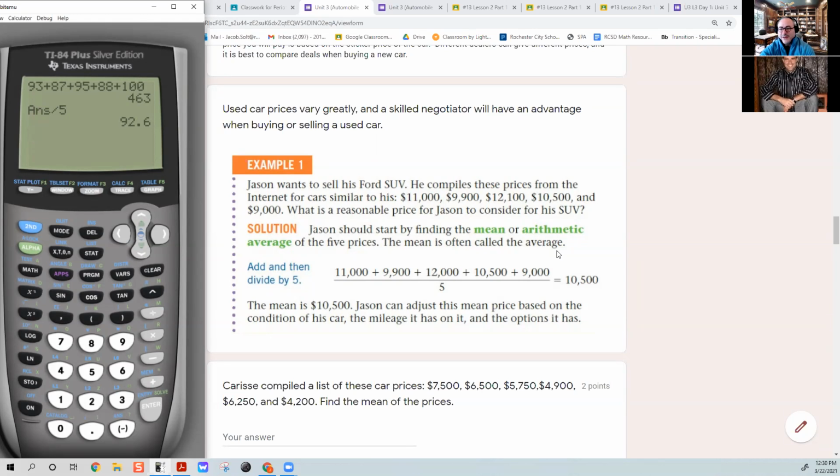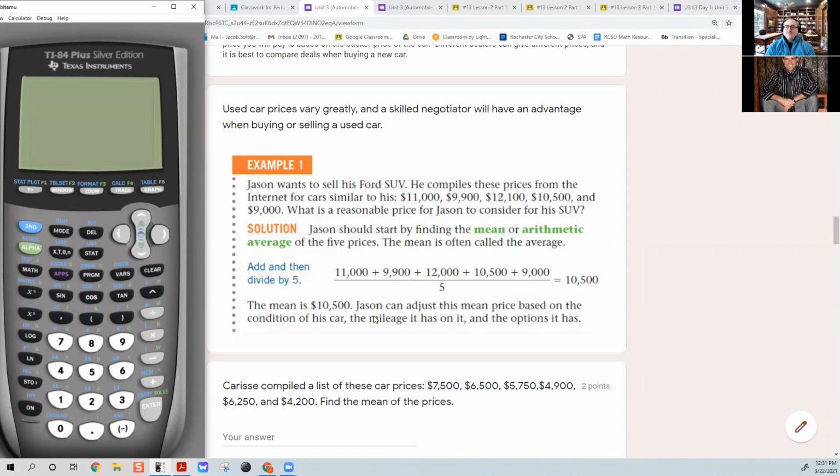These things are the same thing. So how do you find the average? Well, we already talked about it. We're going to add up all of our numbers and then divide by how many numbers we have. In this case, there's 1, 2, 3, 4, 5 numbers. Therefore, I divide by 5. So add them all up, divide by how many there are, and we get 10,500. So the mean of this data set is 10,500. It's a number that describes the central tendency of this data.